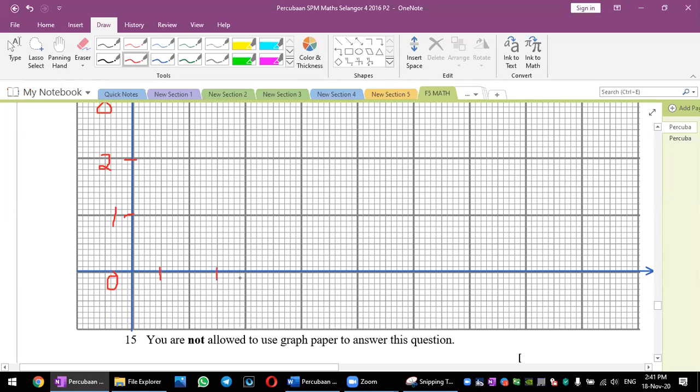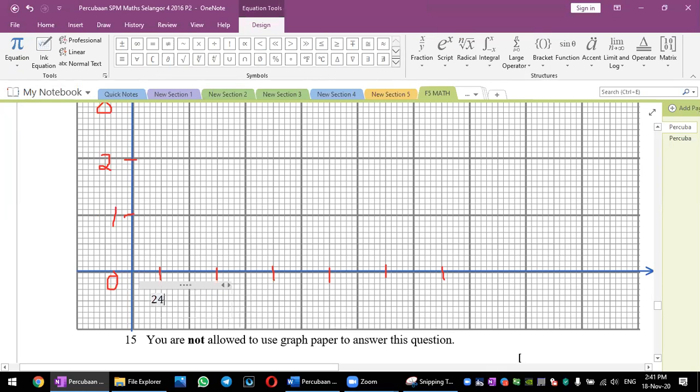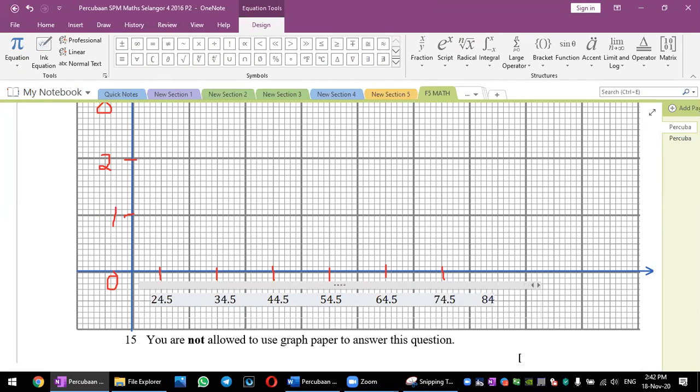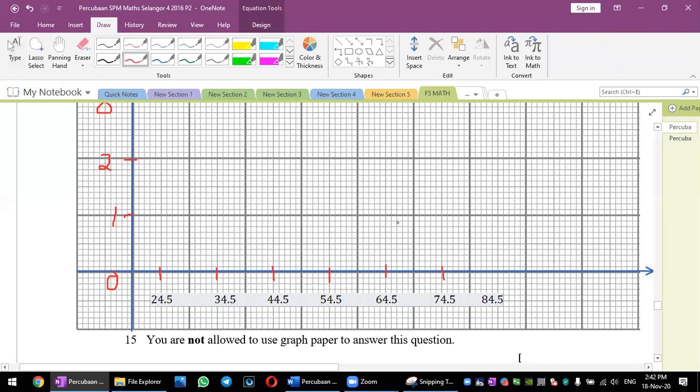Okay, then for paksi X pula, kita lukis tengah-tengah sini. Because we are using midpoint. Okay, so this one. Here you can draw one thing like this also. But never mind, I don't do that one, because I start from the first part here. 24.5, 34.5, 44.5, 54.5, 64.5, 74.5, and also 84.5.